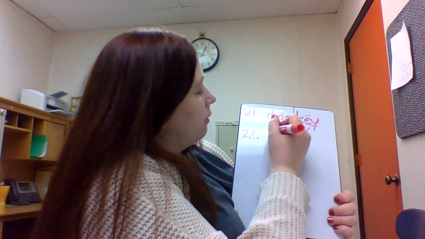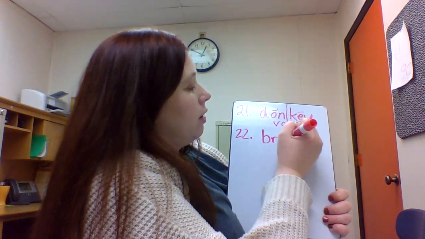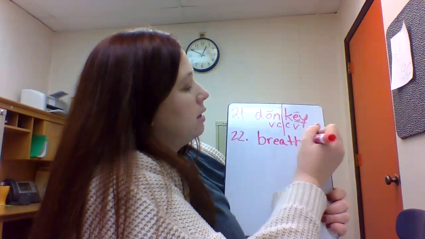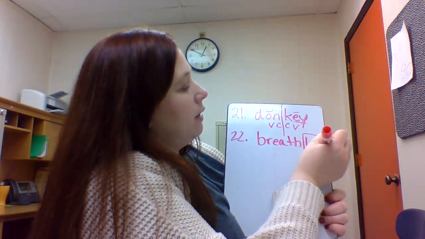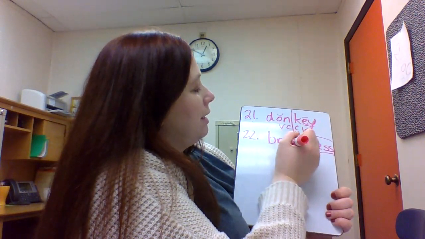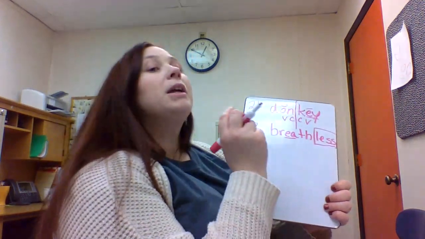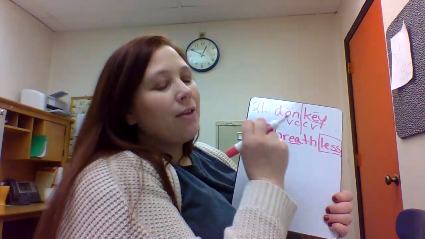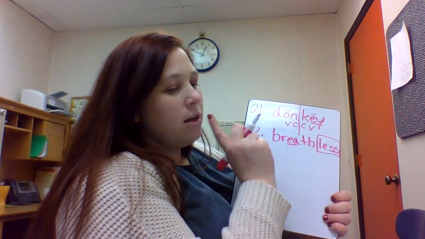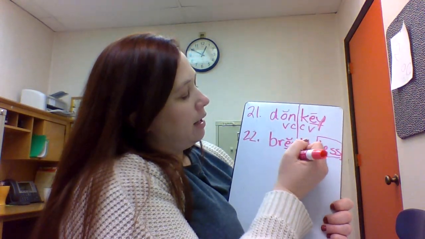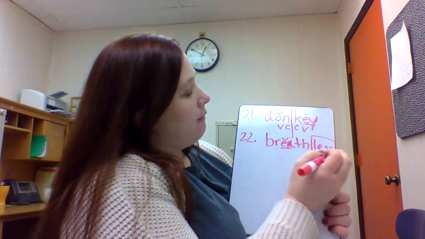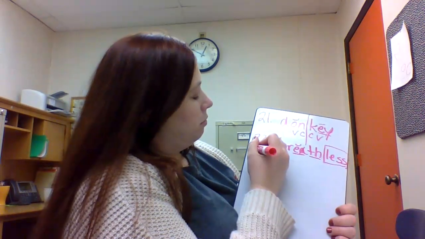22, breathless. Whew, that's how I feel after all this talking. I feel breathless. We're going to box off our L-E-S-S suffix. Here's that E-A digraph, and it's making the sound like in thread. So we're going to cross off the A, and the E gets a breve. And then we have our TH digraph there.